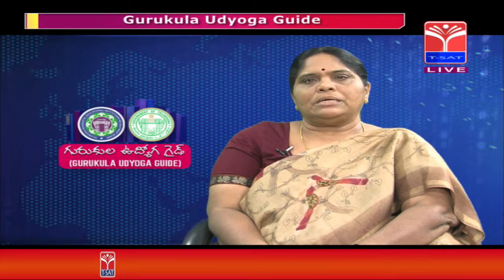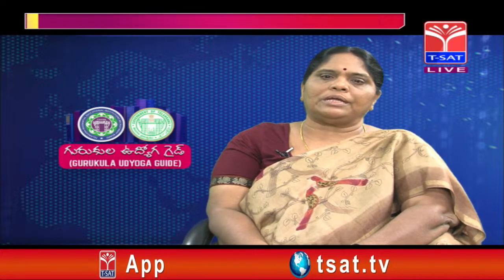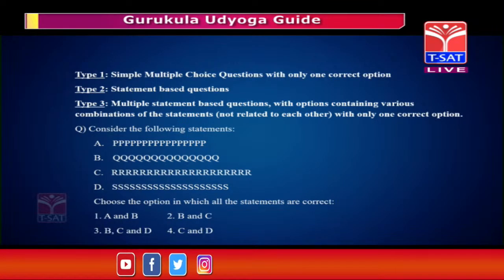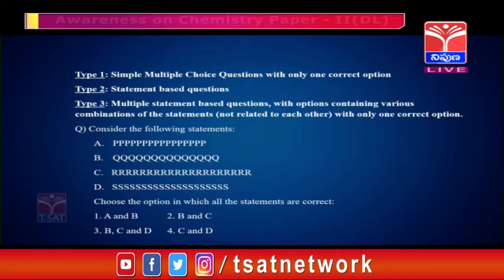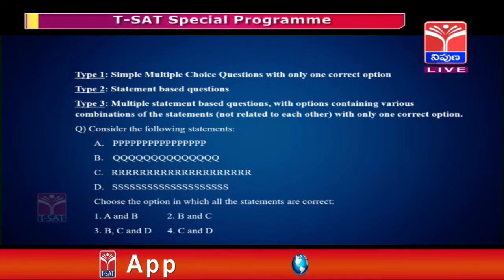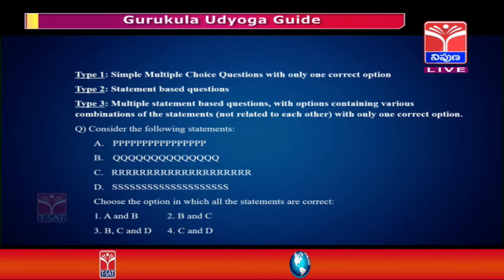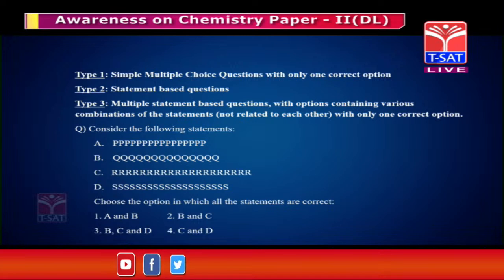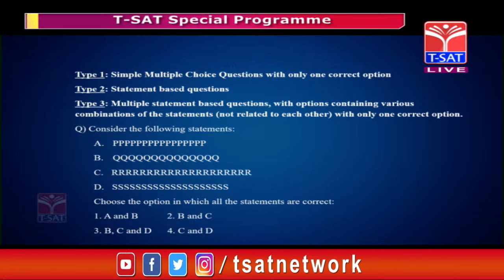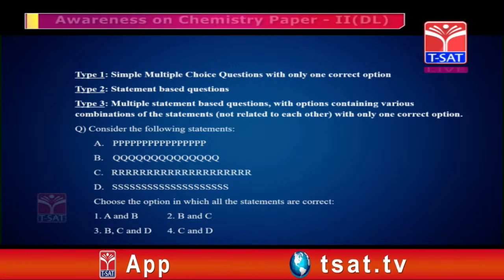Type 2 is statement based questions, like which one of the following is correct or which one of the following is not correct. Type 3 is also multiple statement based questions, but in that 2 or 3 statements may be correct. Like you see on the screen, A, B, C, D, and out of A, B, C, D a few will be correct. So choose the option in which the following is correct. Options like A and B, or B and C, or A, C and D will be there. In that you have to choose which is correct.